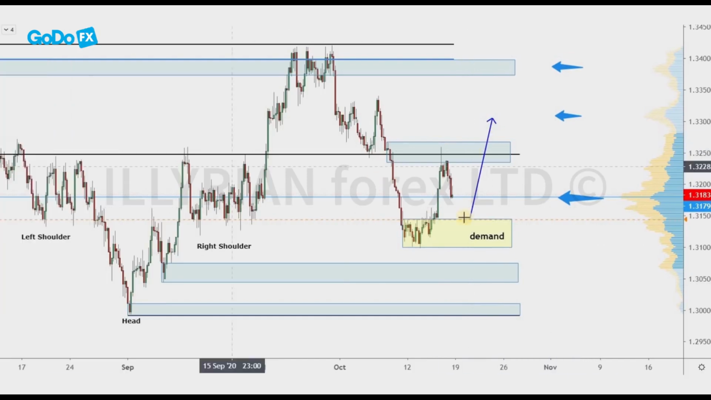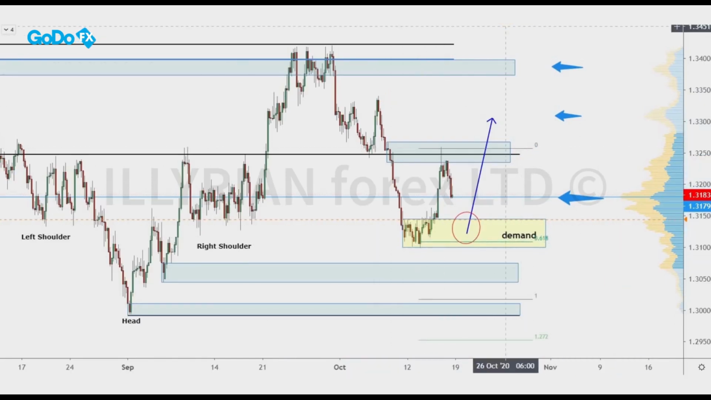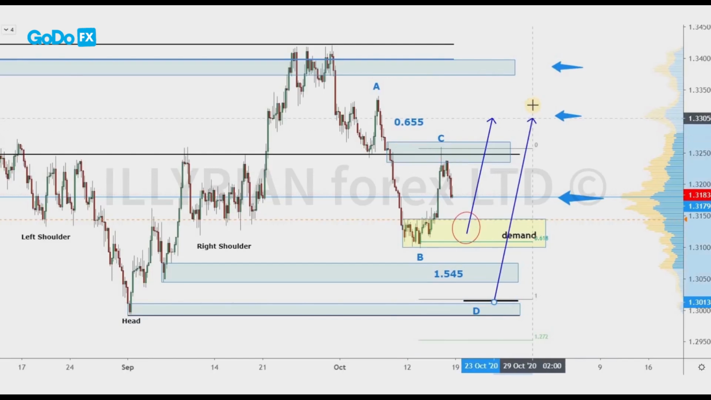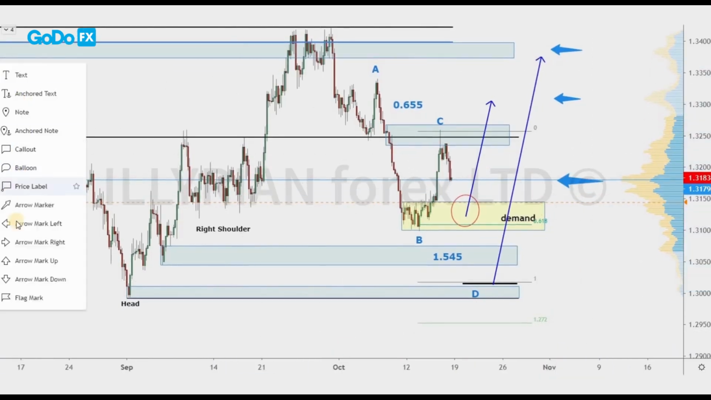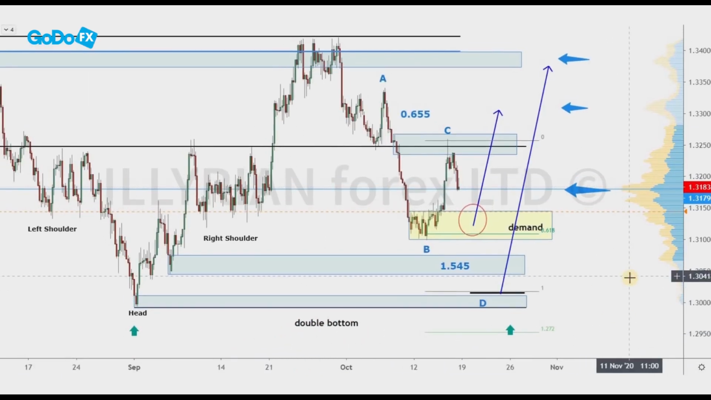The first one is at the fresh demand zone that was created last week. We expect that price will reject this zone. The second scenario is below this demand zone, more precisely at the last demand zone. This zone correlates with a potential AB equals CD pattern and can create a double bottom pattern if we switch to higher time frames.